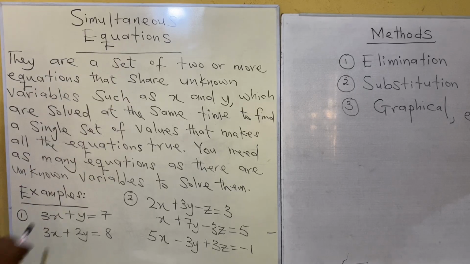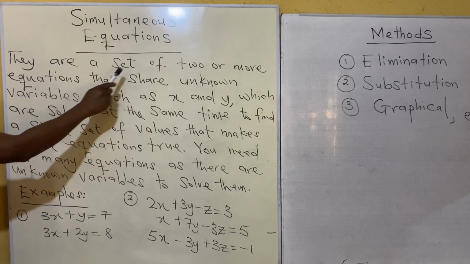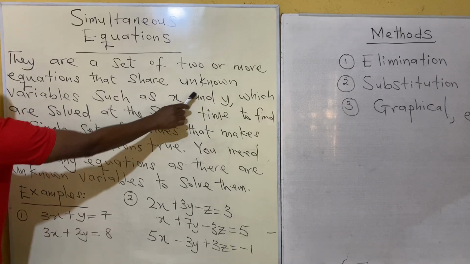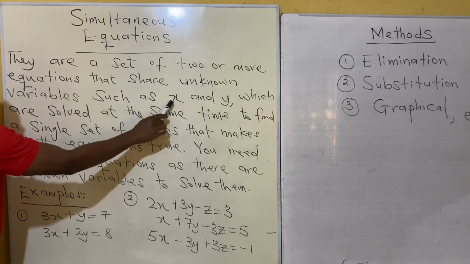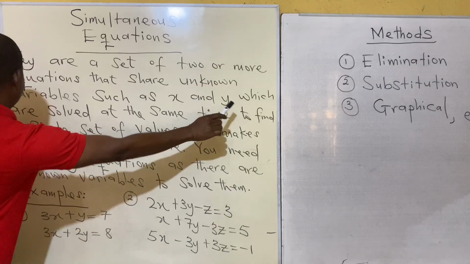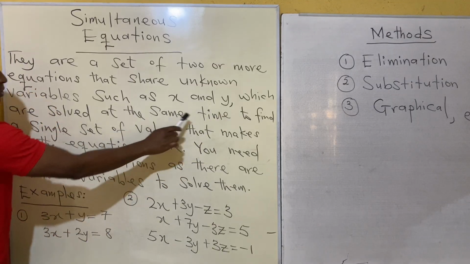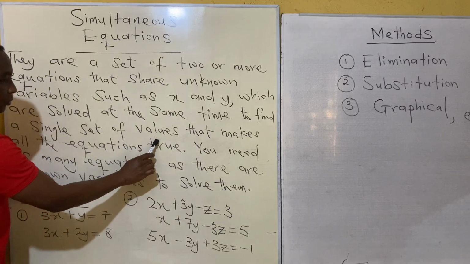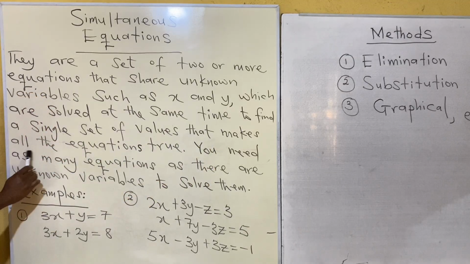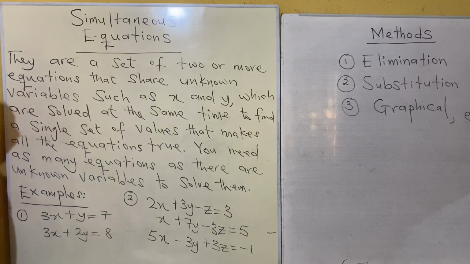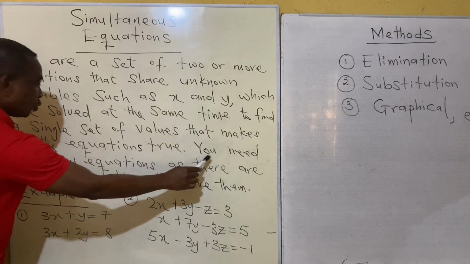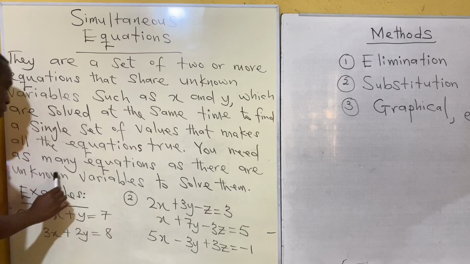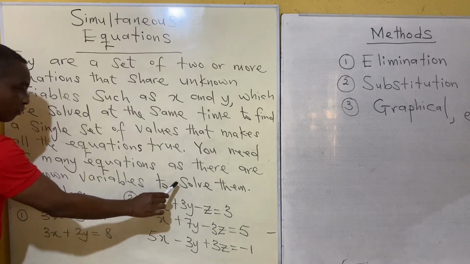Simultaneous equations are a set of two or more equations that share unknown variables such as x and y, which are solved at the same time to find a single set of values that makes all the equations true.